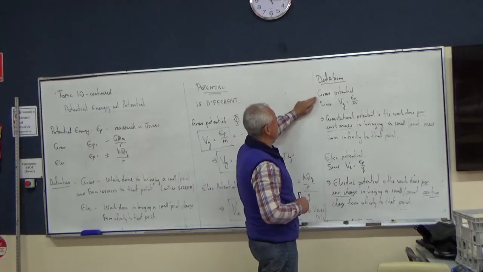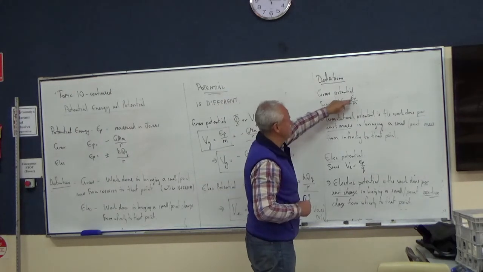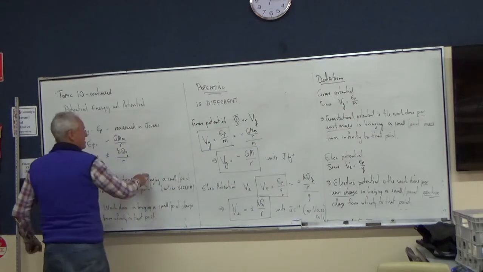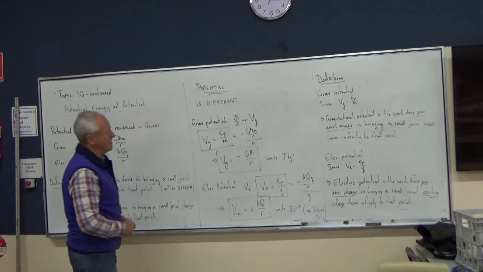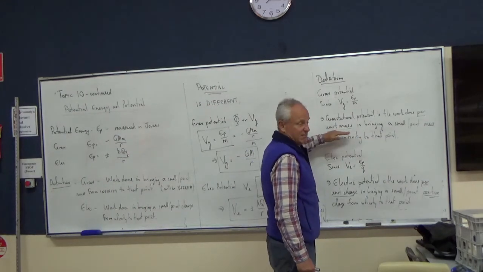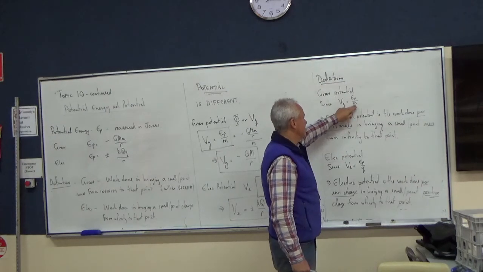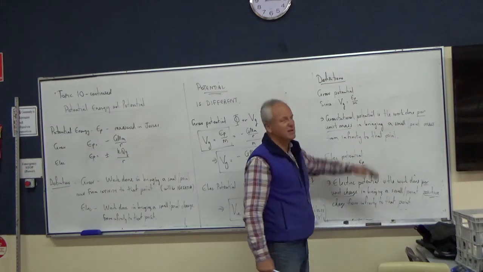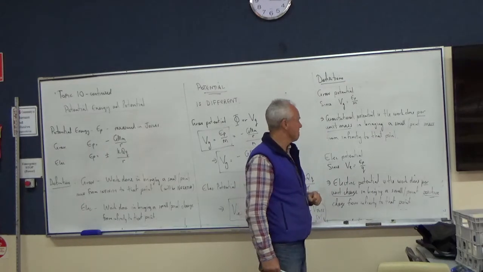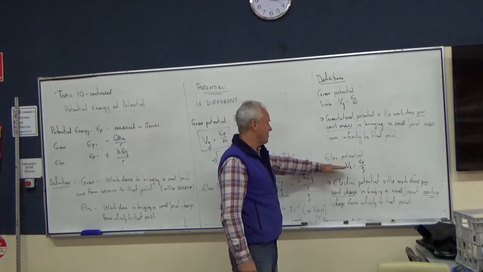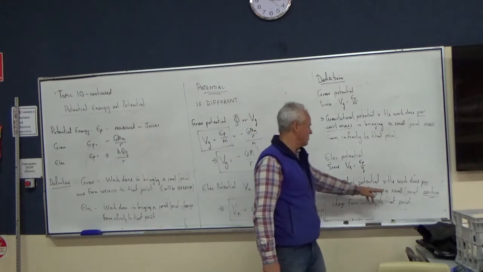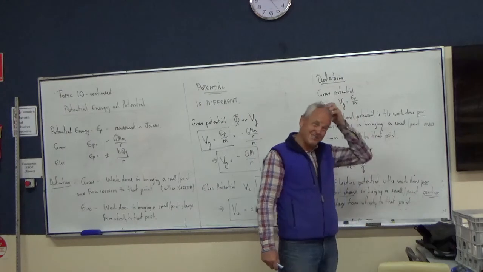Gravitational potential is potential energy per mass. Therefore, it's really just this per unit mass. Gravitational potential is the work done per unit mass in bringing a small point mass from infinity to that point. Okay, that's a 2-mark question. And electric potential, same thing. Electric potential is the work done per unit charge in bringing a small point positive charge.